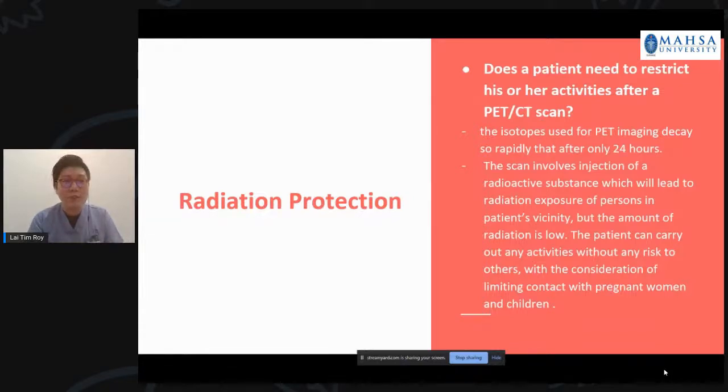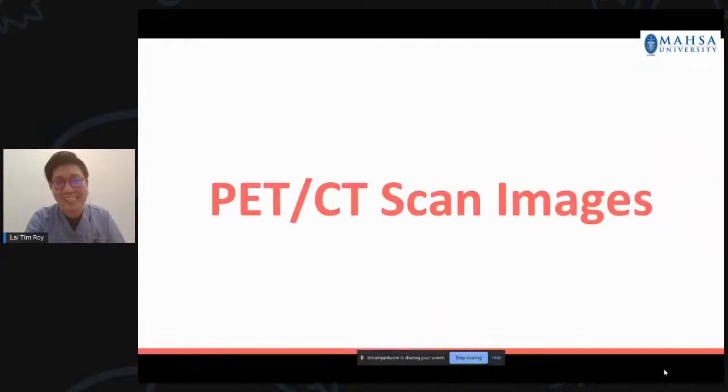Because of it, it might cause mutation of cells, it might cause harmfulness to the fetus, the embryo, or the children, as their cells are still developing. Therefore, usual activities. Okay, now is the interesting part.